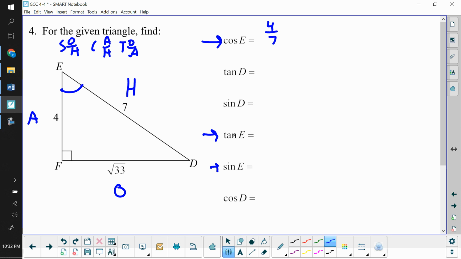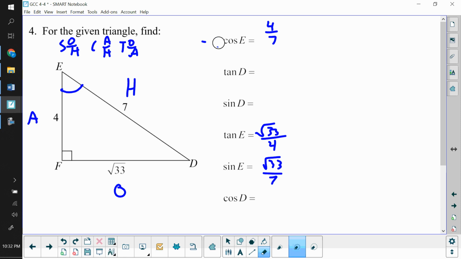For tan from angle E, we should have O over A. So that'll be square root of 33/4. And then sine is O over H, so we'll have square root of 33/7.